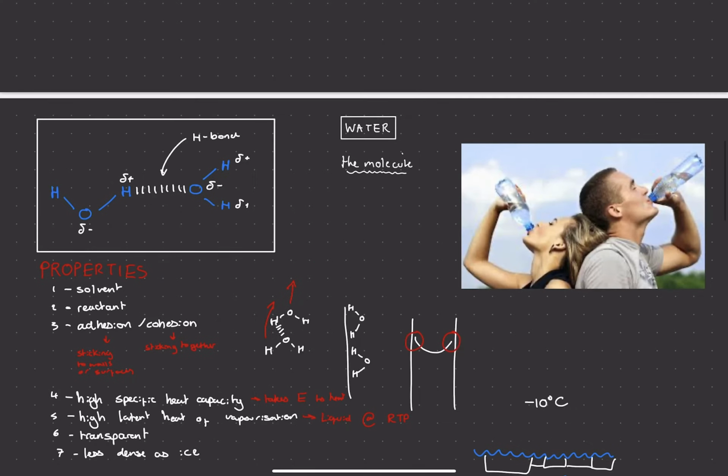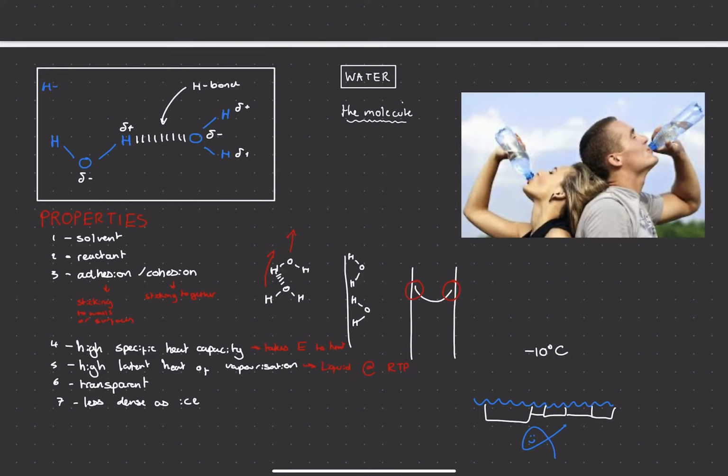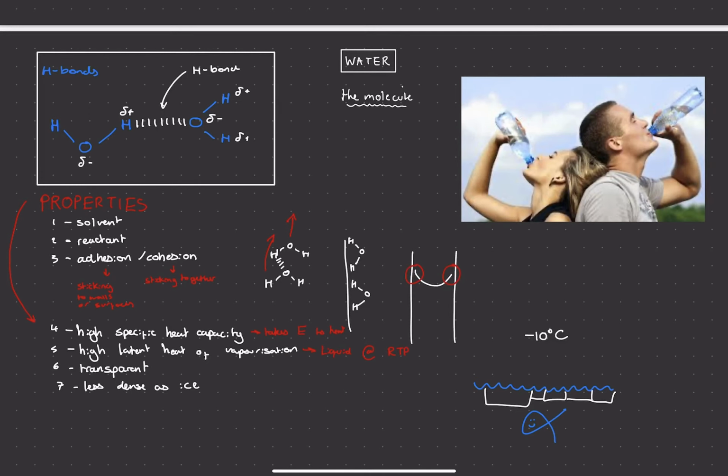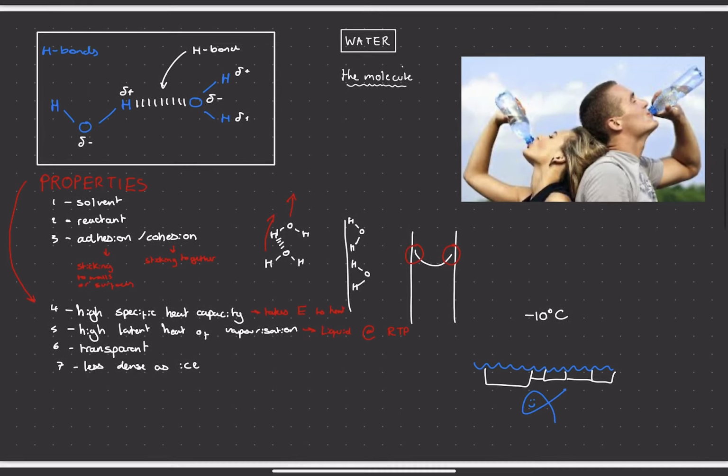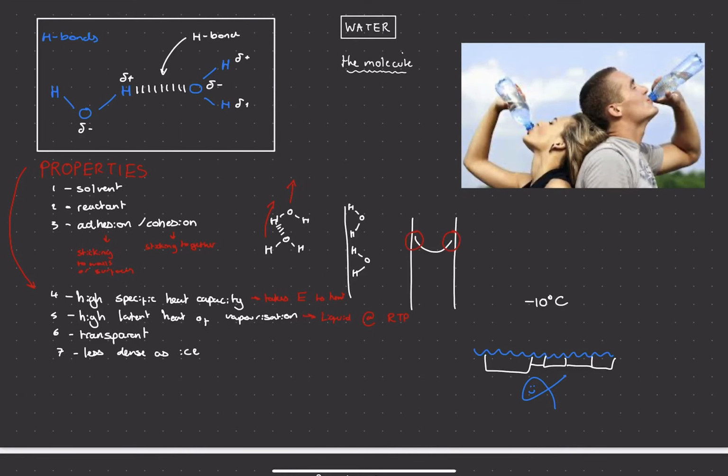So we see that hydrogen bonds here really dictate these properties. All these properties are more or less due to the hydrogen bonds: the solvent because it can break stuff apart using the hydrogen bonds, the adhesion and cohesion because water molecules are attracted to things due to the hydrogen bonds, the high latent heat of vaporization because water molecules are hard to take apart because of the hydrogen bonds, which means that it takes quite a lot of energy to break them apart and turn them into a gas, and so on and so forth.